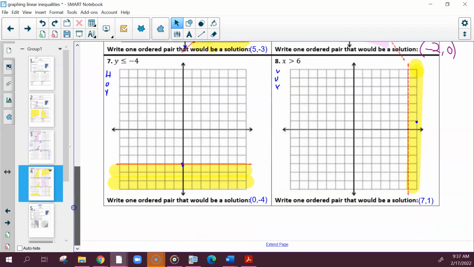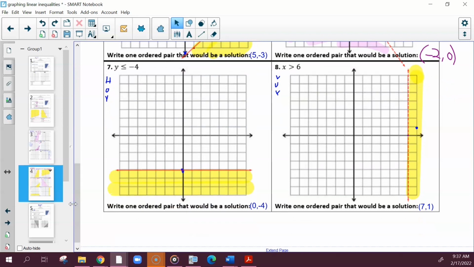And then number 7. y is less than or equal to -4 should have been a horizontal line at -4, solid shaded below. And then any of the points leading up to the line would have been a solution. Questions on that one? Alright. Move on to the next page.